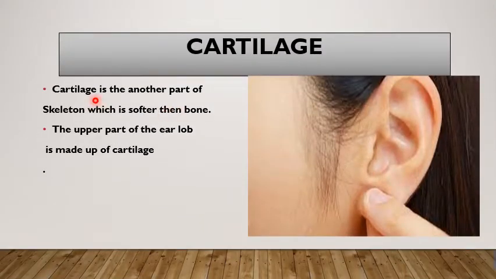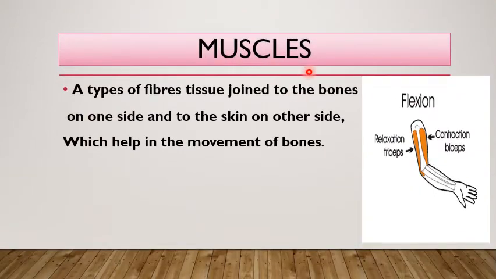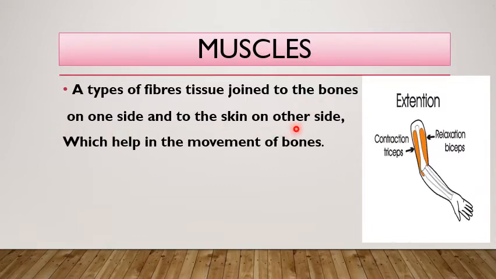Cartilage. Cartilage is another part of the skeleton which is softer than the bone. The upper part of the earlobe, this is the earlobe, is made up of cartilage. So this is a very soft part, so it is made from cartilage. Muscles. A type of fiber tissue joined to the bones on one side and to the skin on the other side, which helps in the movement of the bone, that is called muscles.